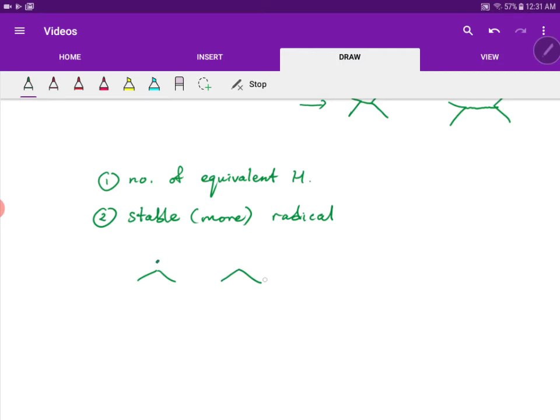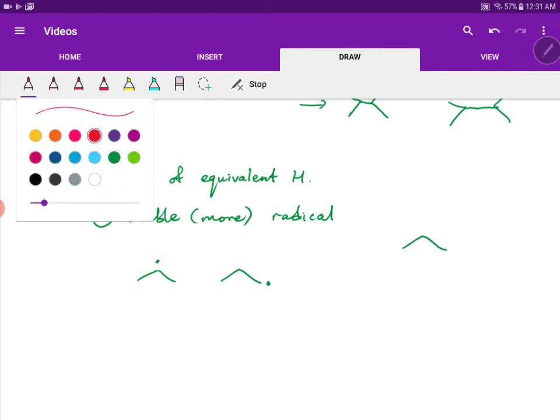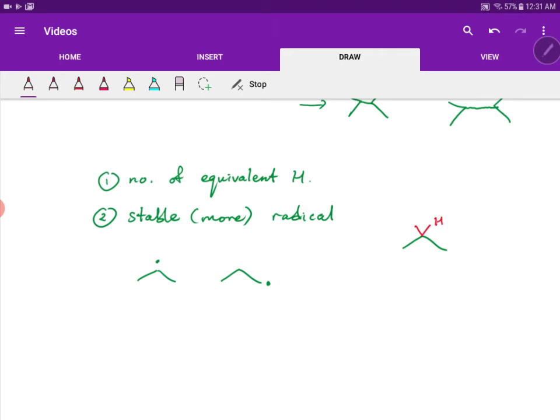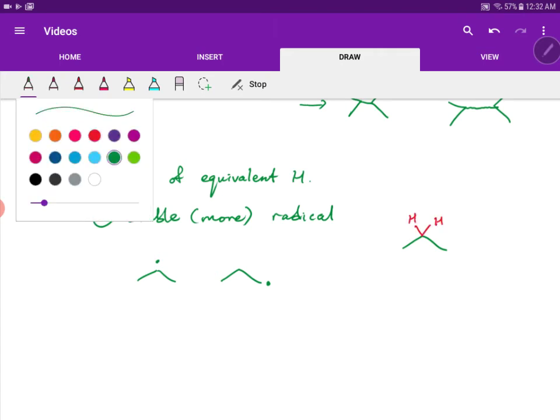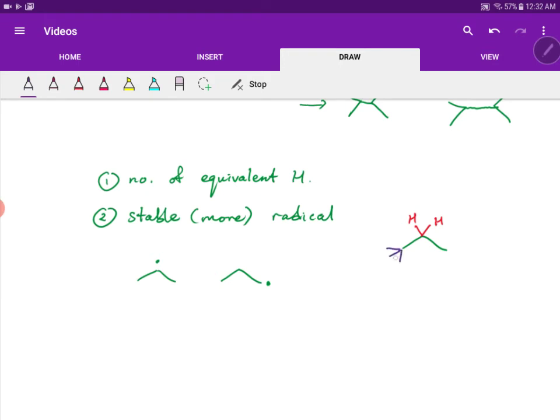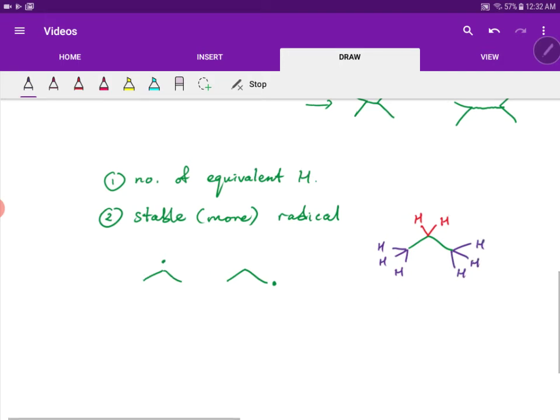In the radical on the left, I'm going to label two different groups of hydrogen atoms. If I label the purple hydrogen as A and the red hydrogen as B, the ratio of A to B will be 6:2. So this is what we have based on the number of equivalent hydrogen atoms.